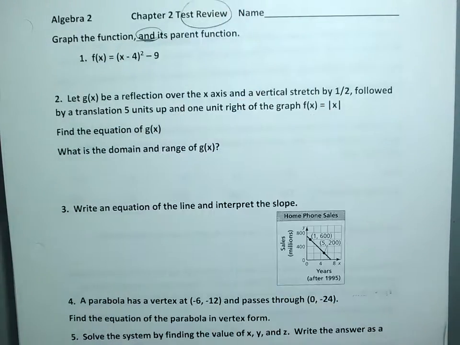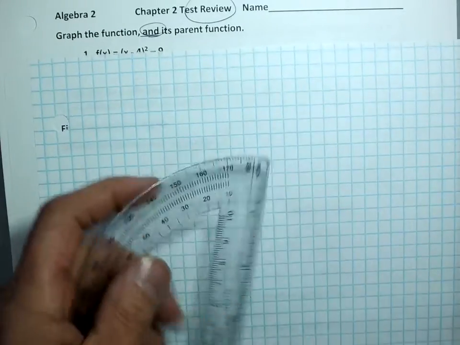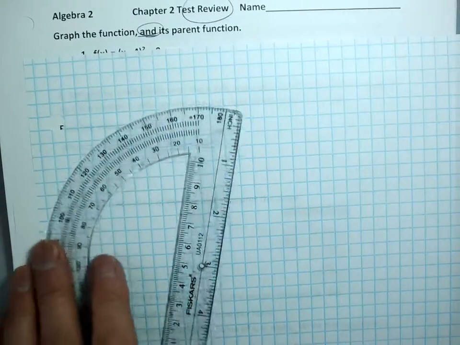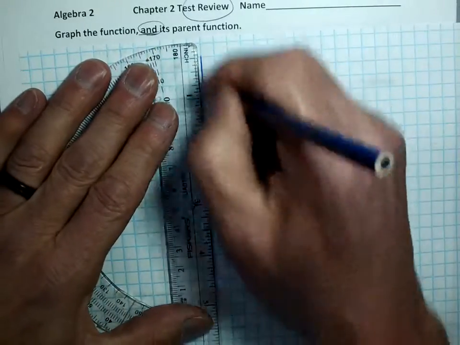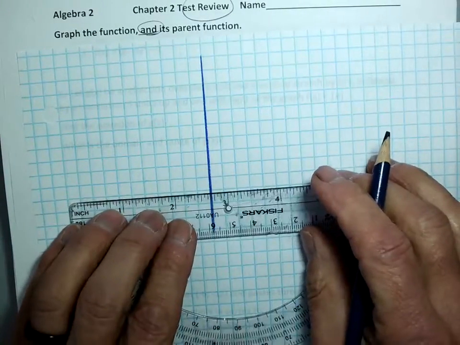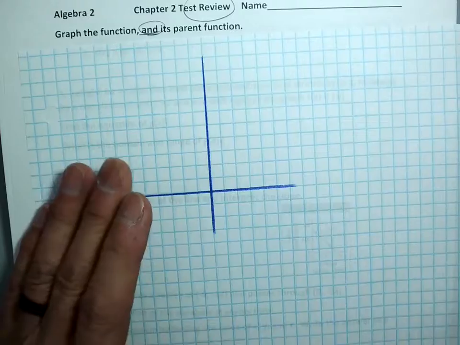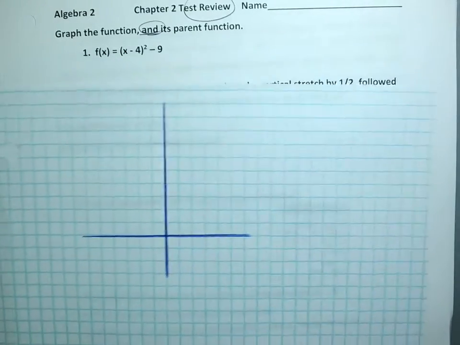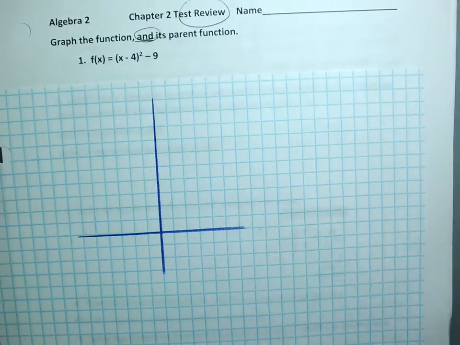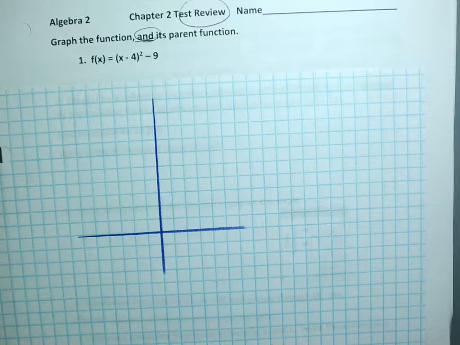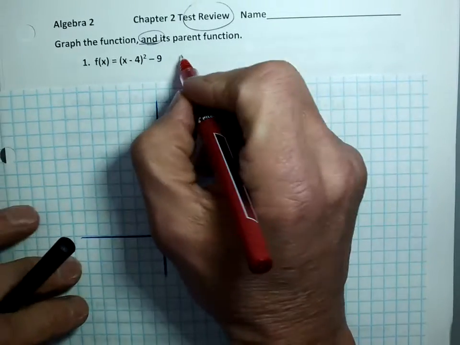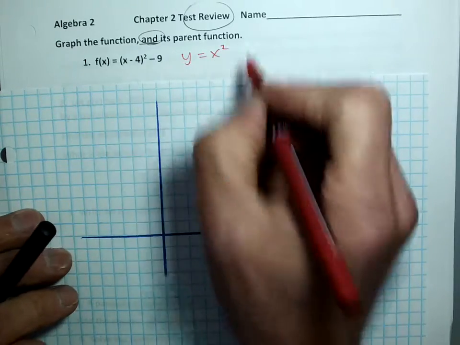Okay, so it's a parabola. So let's do the parent function first. Okay, so the parent function, and we know how to do this. This should be easy, right? Should be easy. You guys can do this, right? I'll do it anyway. So parent function, I'll do that in red. I'll do the y equals x squared.